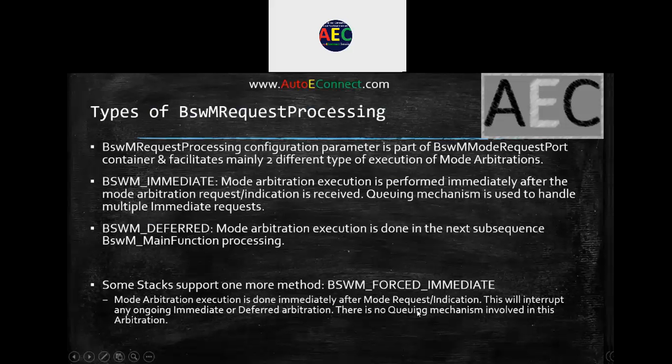You can ask me, what happens when two simultaneous forced immediate requests come into the picture? Generally, that is not the recommended way of doing it. Forced immediate should not be used for each and every BSWM rule. It is up to the architect of the BSWM to take care. Generally it is recommended only for very critical things which will not happen simultaneously. In such cases only we go for forced immediate.